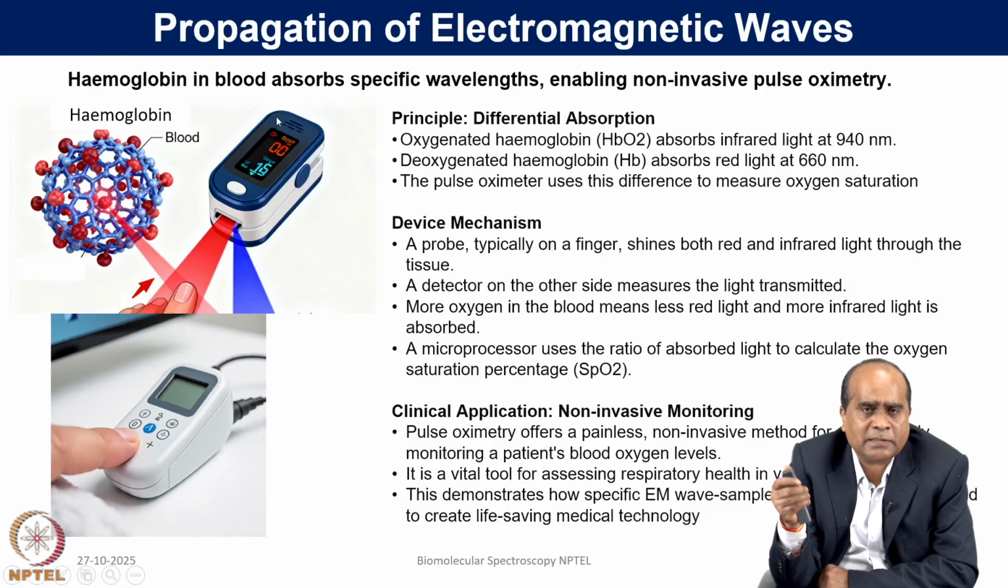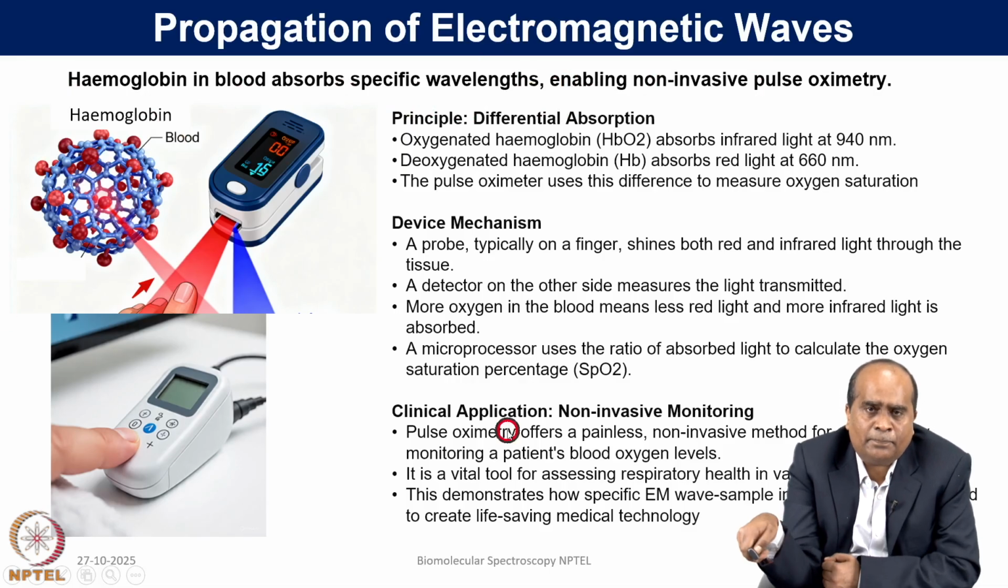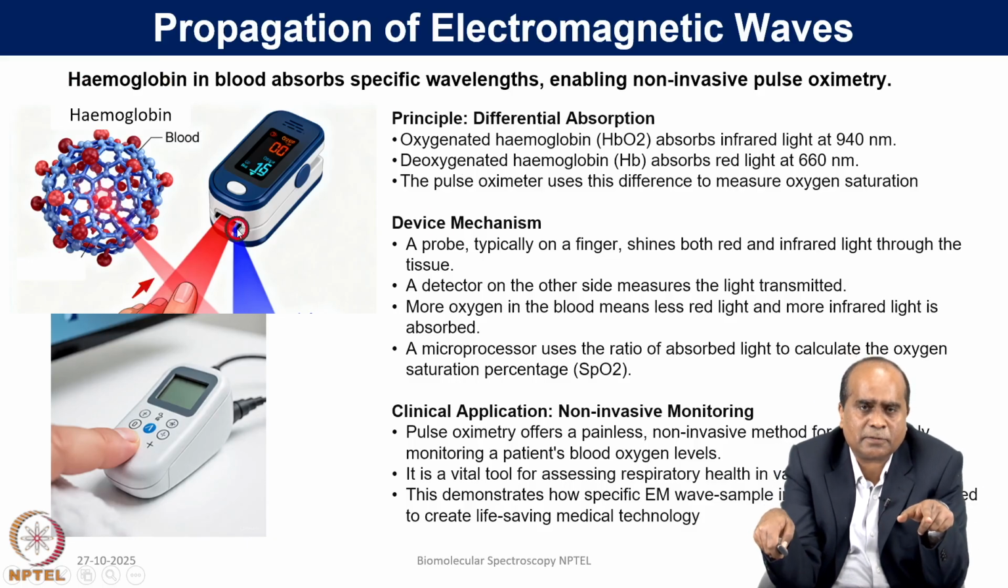Hemoglobin has a red color, right. We know blood has a red color. So, hemoglobin in blood absorbs a specific wavelength, and that is basically what the pulse oximeter was using, right. So, the pulse oximeter was giving you some pulse. In the pulse oximeter, hemoglobin was absorbing the light wave, and we were putting the finger. During COVID, everybody was using a pulse oximeter.